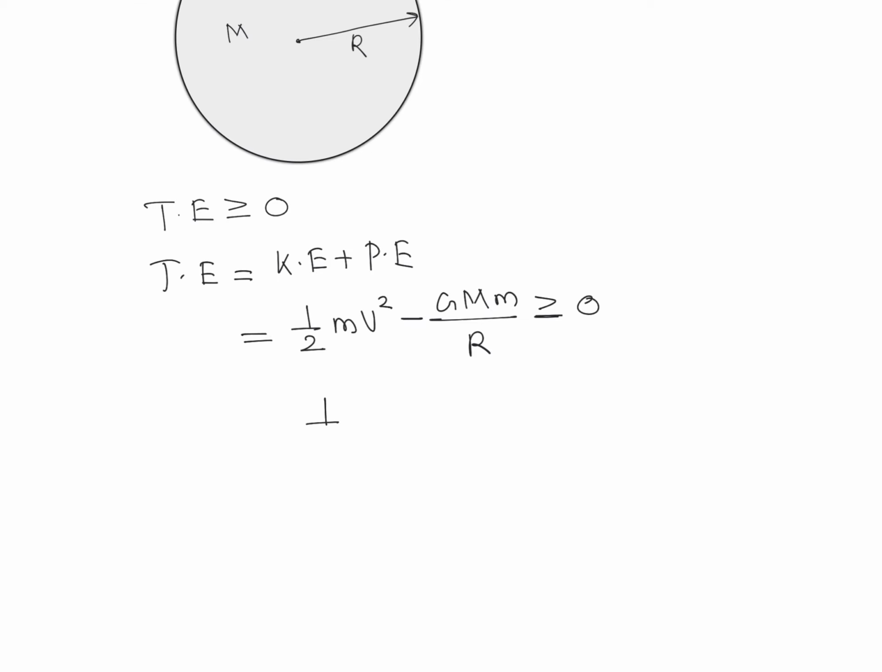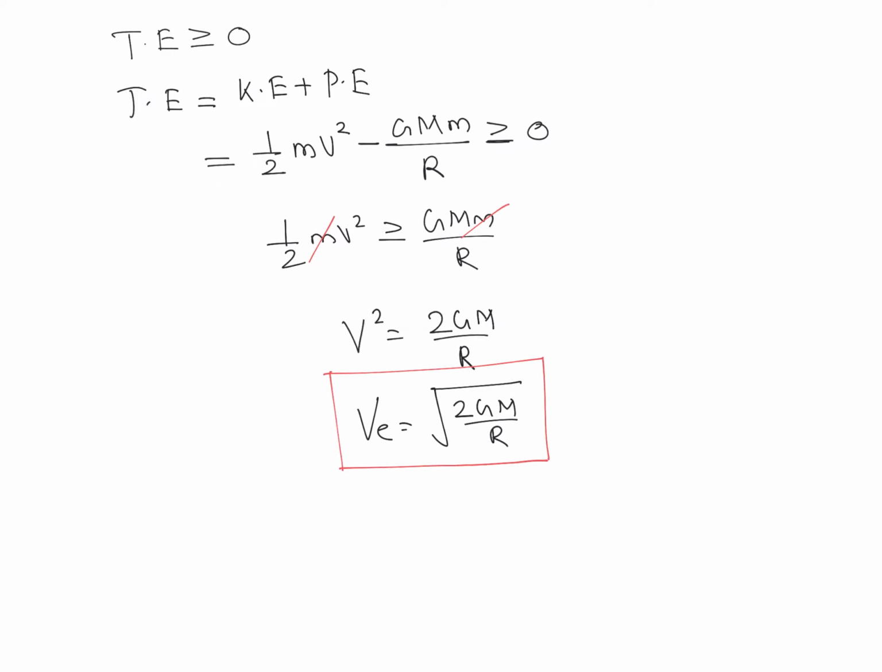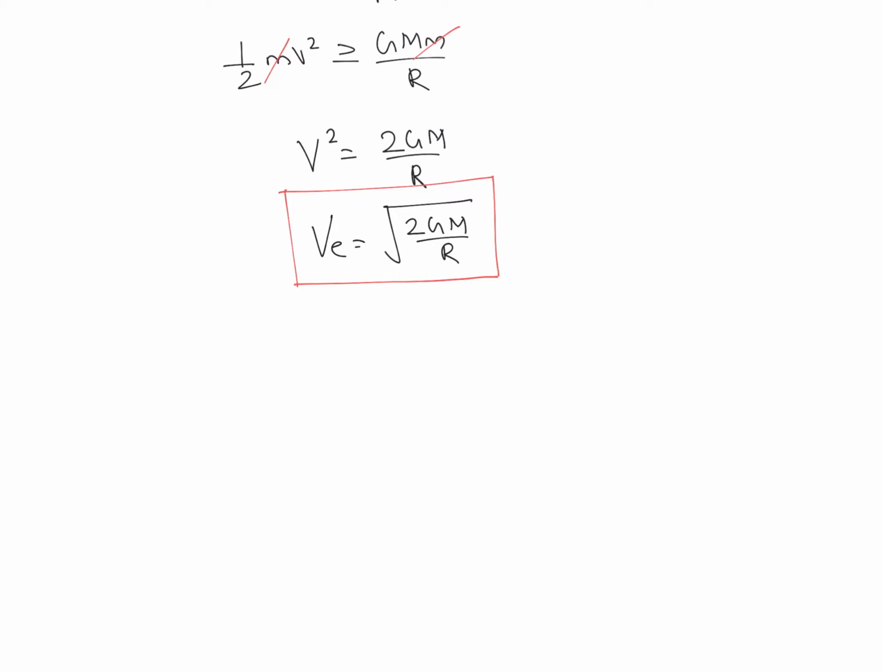So we can write half m v square should be greater than or equal to G M m divided by R. We can cancel this m and this m, so the escape velocity is not going to depend on the mass of the object. We can write v square is greater than or equal to 2 G M divided by R. Or you can write the equation for escape velocity as the square root of 2GM divided by R. We can use this equation for the calculation of escape velocity of an object from the surface of a planet, and the equation is Ve equals root of 2GM divided by R.